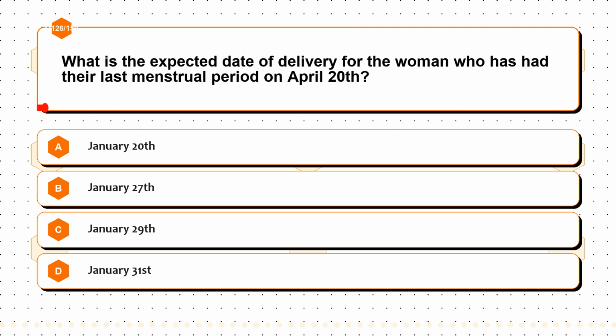Question 126. What is the expected date of delivery for the woman who has had their last menstrual period on April 20th? Here are the options. Option A, January 20th. Option B, January 27th. Option C, January 29th. Option D, January 31st.